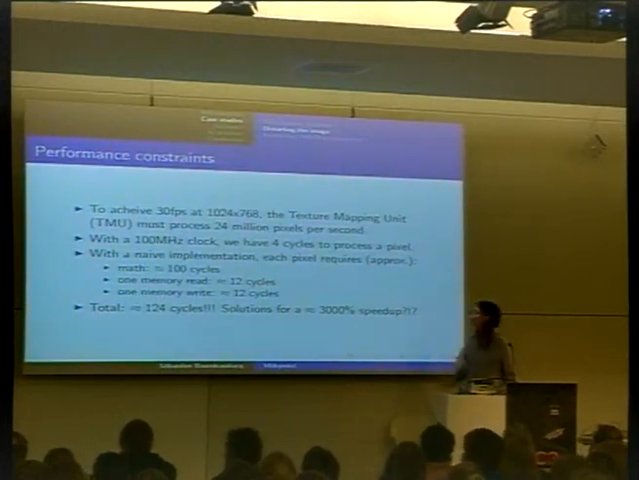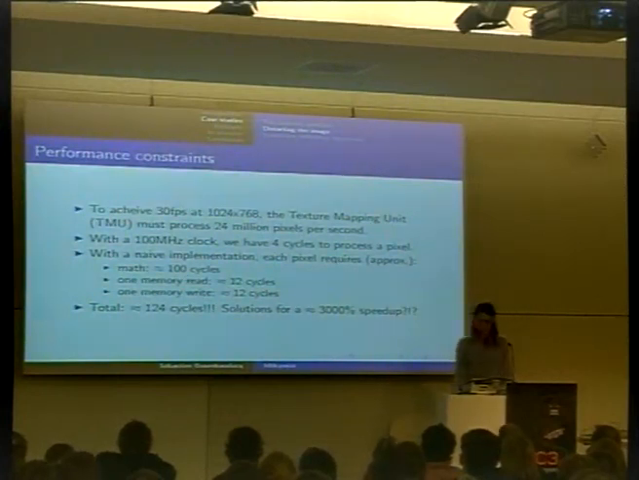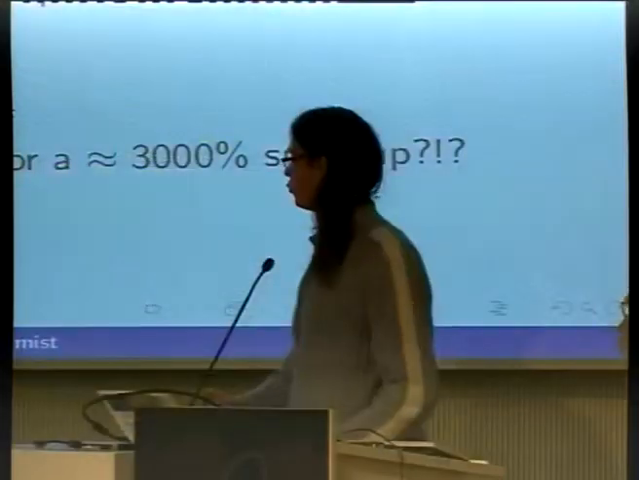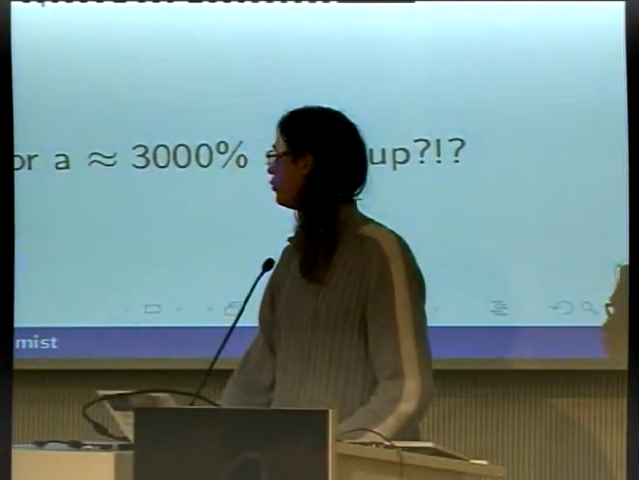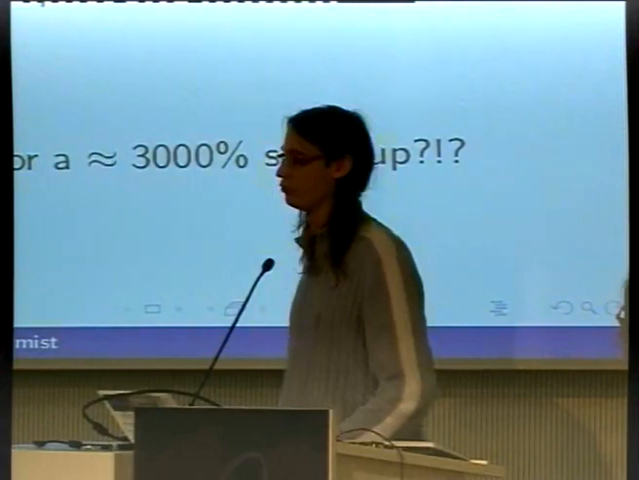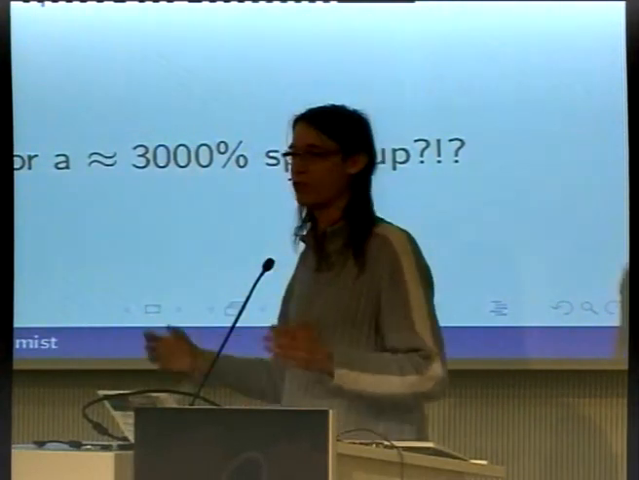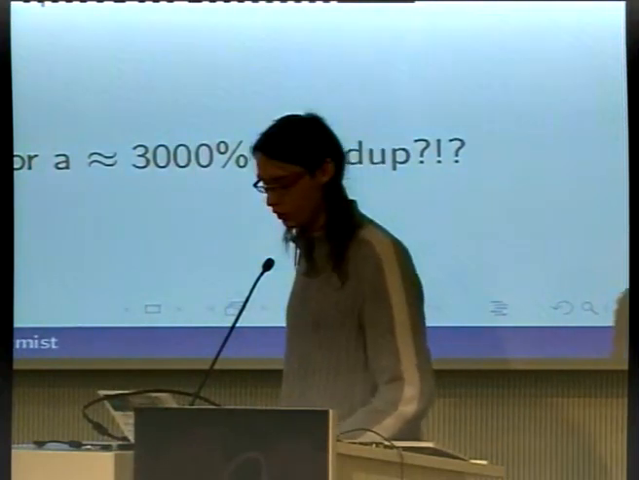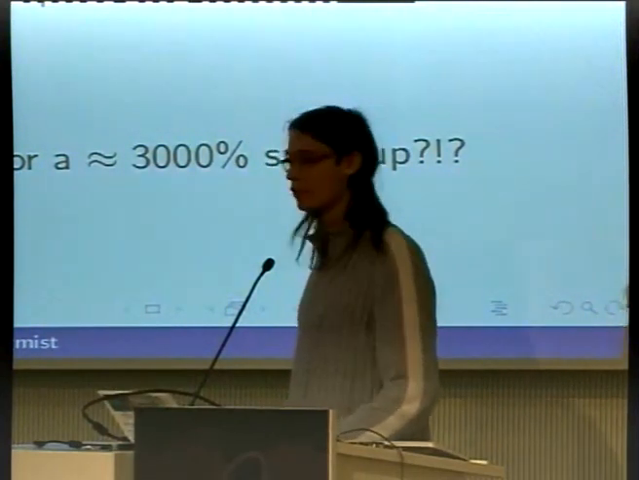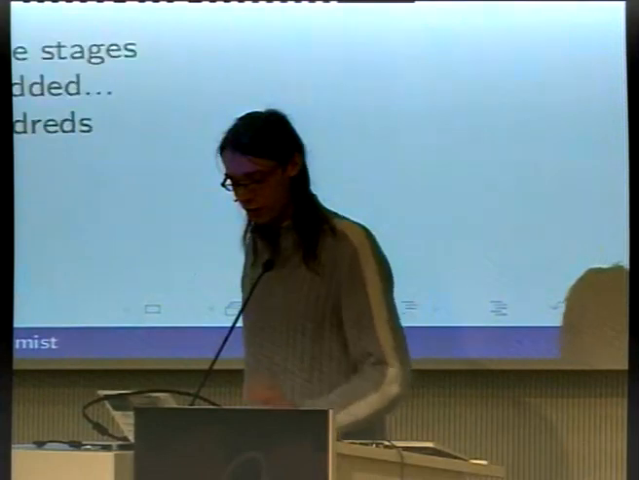So if you are doing a naive implementation, which could be software, for each pixel you need 100 cycles of mathematical operations. If you are doing naive memory access, you need 12 cycles to read your pixel and 12 cycles to write one. So in total, you have 124 cycles if you do it in software. Well, that's not good. You need 4 cycles, and if you do it in software, you have 124. So what can you do for this big speedup that you need?